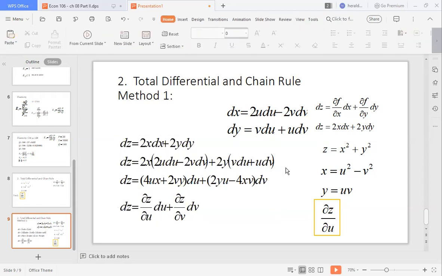So again, class, you're asked here to only find partial z partial u, which is this one here, but the method allows you to get the total differential of z. It can save you time if you can find another, more direct method to look for these partial z partial u. Okay, so method two now is a more compact way.